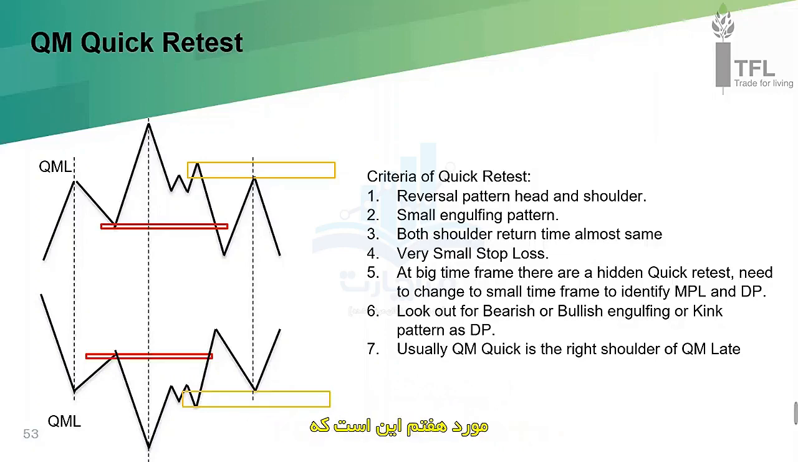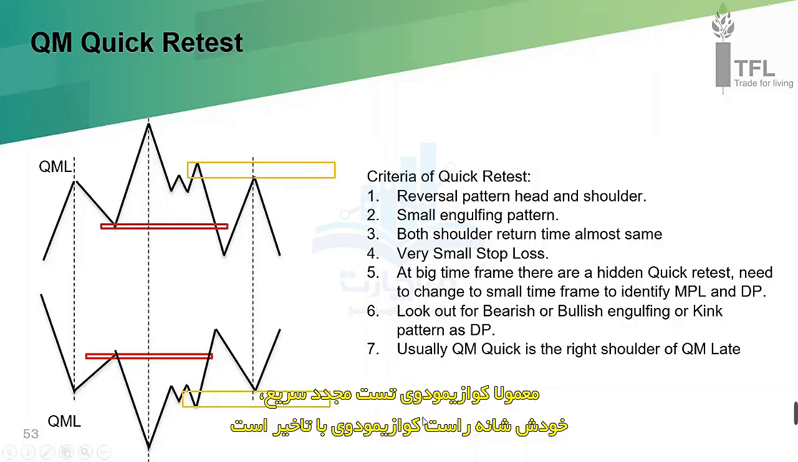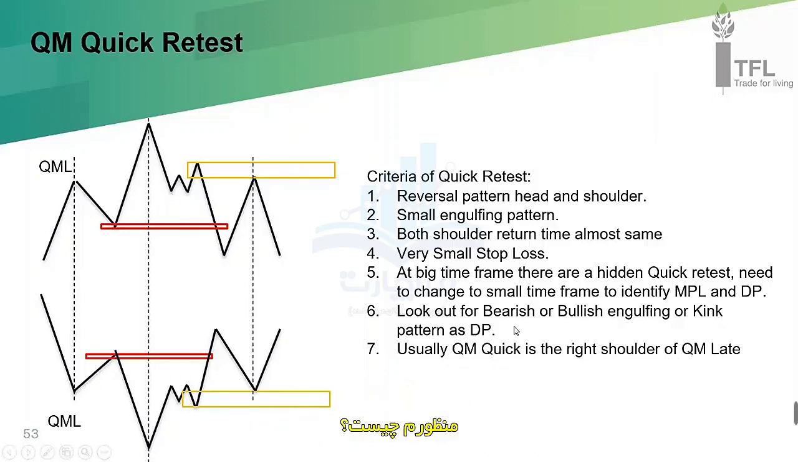Right? So the seventh criteria is that usually, Quasimodo quick is right shoulder of Quasimodo late. So what do I mean here is that usually this type of quick retest is a smaller one, maybe I'm going to explain here. Okay. All right. So bear with me. So let's assume we have something like this.